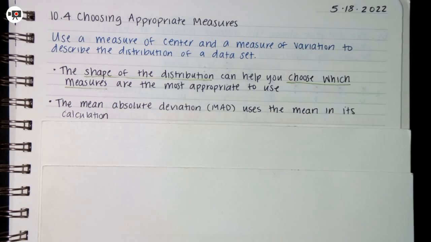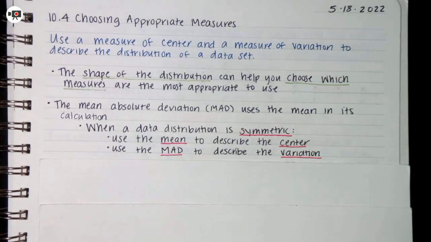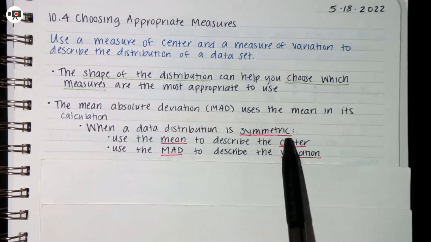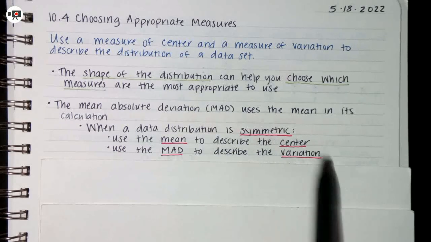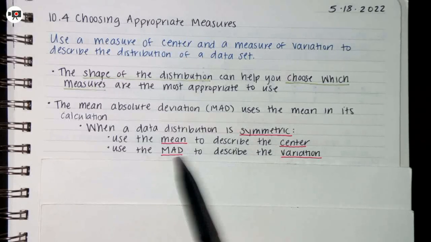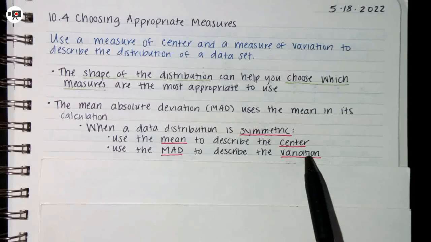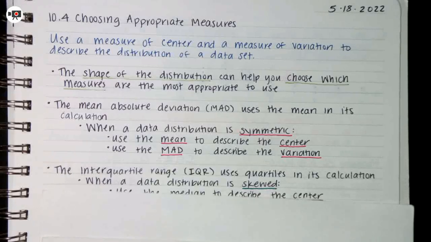The mean absolute deviation, which we call the MAD, uses the mean in its calculation. So when the data is symmetric, so both sides are the same, the mean can describe the center and the MAD describes the variation. So variation means how is it spread out. Is there a lot in the middle? Is there a lot on one side or the other?